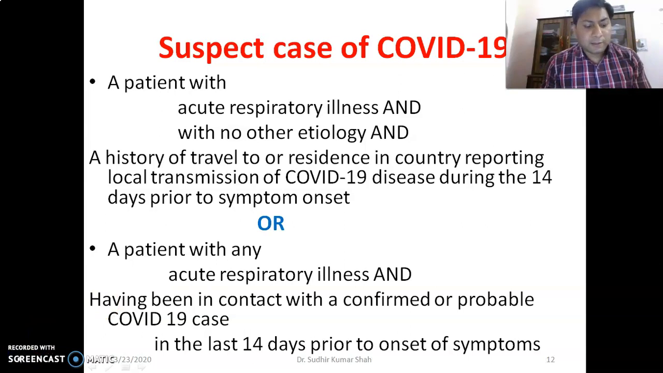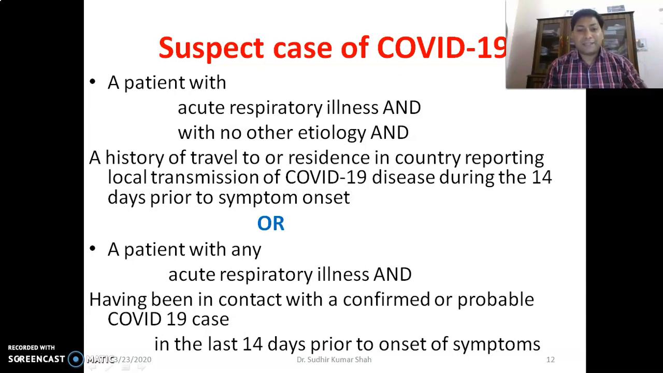When we look at the WHO global surveillance of human infections, they have given the definitions of suspect cases of COVID-19. And what is the definition of a suspect case of COVID-19? It says a patient with acute respiratory illness, any of cough, shortness of breath, fever, and with no other etiology explaining the clinical manifestations, and a history of travel to a country reporting local transmission of COVID disease during the 14 days prior to the onset of symptoms. So this is the definition of suspect cases of COVID disease.